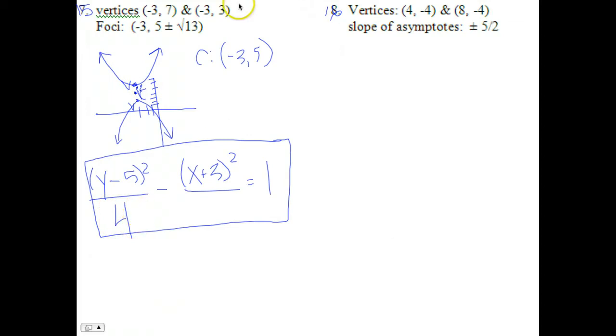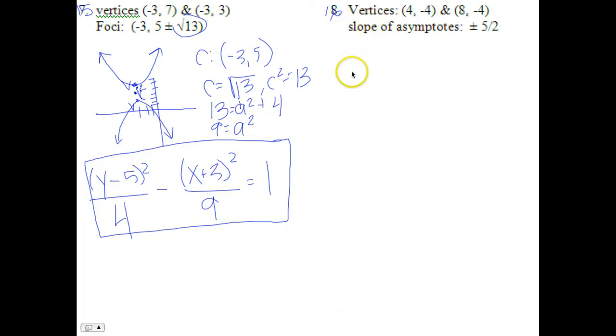Now here we're also going to be using the foci. Here for the foci, our c value is the square root of 13. So c squared equals 13. So we have the equation 13 equals a squared plus 4. And it doesn't matter where you substitute in, because once you subtract 4, you still can get 9 is a squared. And that will go underneath x.